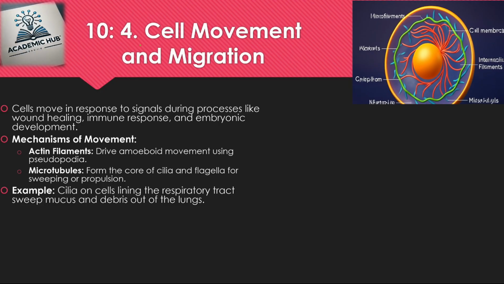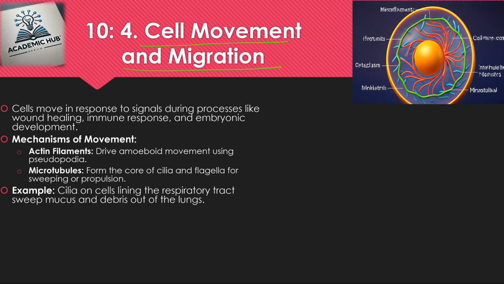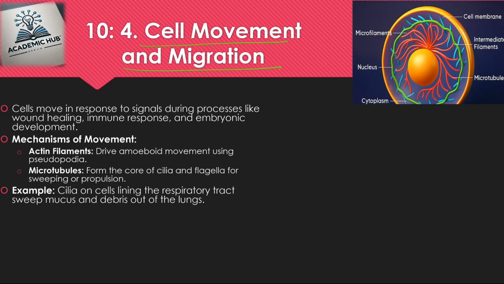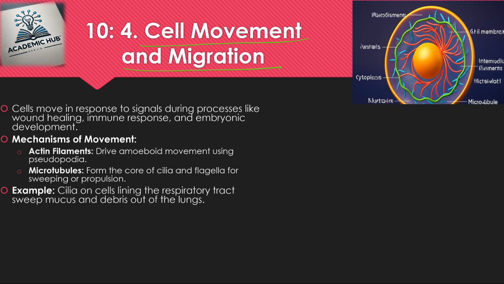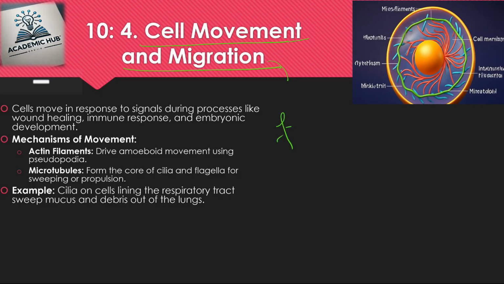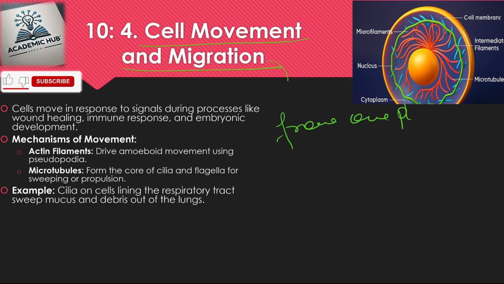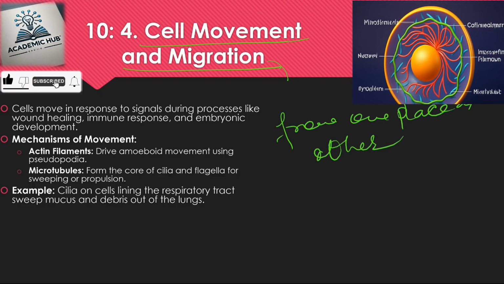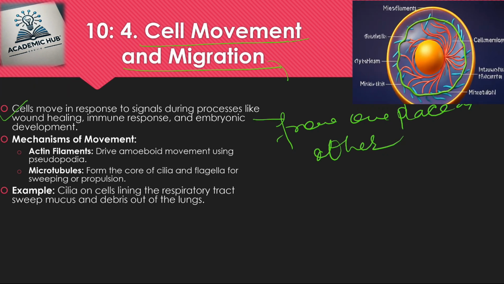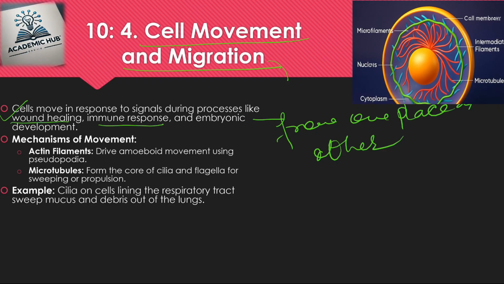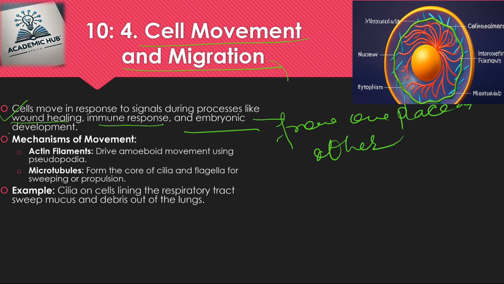Now next is the cell movement and migration. Cell movement means what types of movements are conducted by the cell, and migration means movement from one place to another. So cells move in response to signals during processes like wound healing, immune responses, and embryonic development.